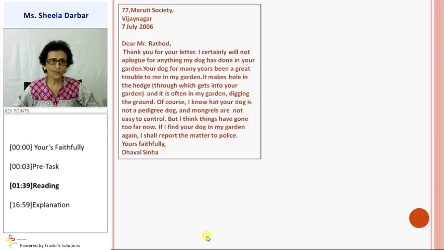Your dog, for many years, has been a great trouble to me in my garden. So see, now he is accusing the other gentleman that your dog, for many, many years I have tolerated him. It makes a hole in the hedge, that is fencing, through which he gets into my garden, and it is often in my garden digging the ground. Here he digs the ground in my garden.